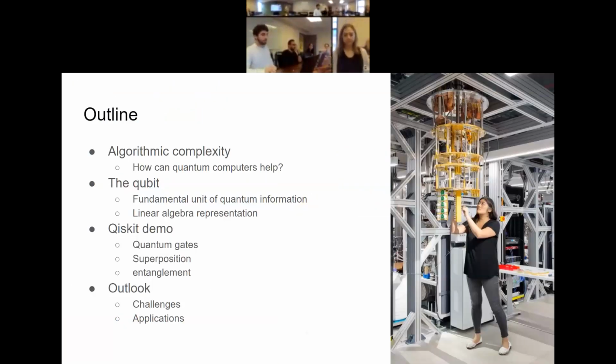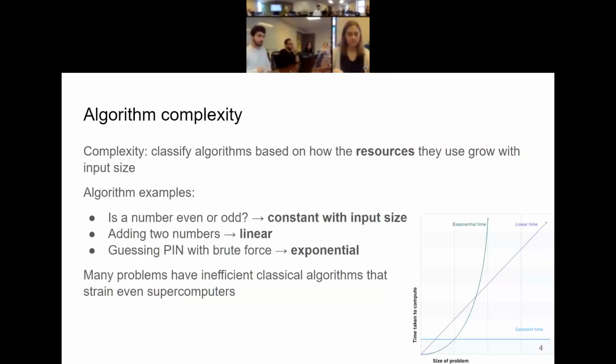So here's some things we'll be talking about: just how quantum computers can help tackle some algorithmically complex problems. We'll be talking about the qubit, which is the quantum analog of a classical bit, such as the zeros and ones that we know very well. And then a short demo using Qiskit, which is an SDK developed by IBM, which we use to interface with quantum computers.